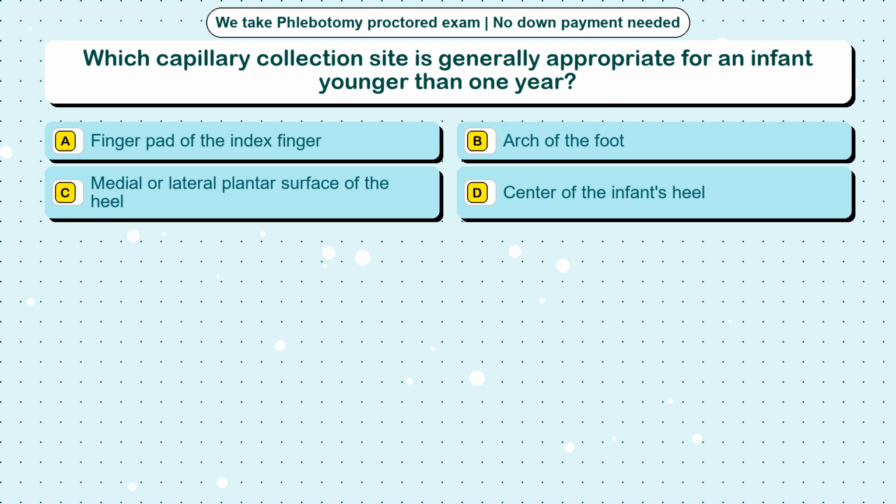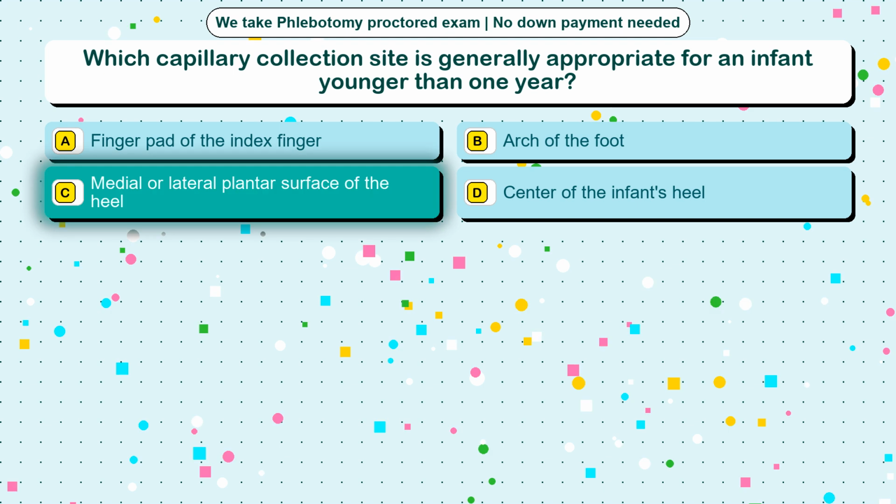Question 13. Which capillary collection site is generally appropriate for an infant younger than 1 year? Option A, finger pad of the index finger. Option B, arch of the foot. Option C, medial or lateral plantar surface of the heel. Option D, center of the infant's heel.